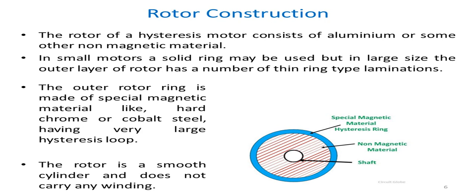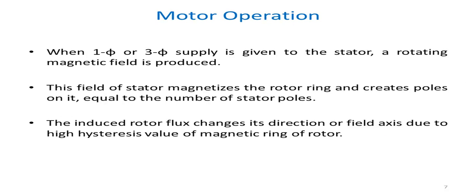So special magnetic material is used as the outer ring of the rotor, which is called the hysteresis ring. It is shown in blue color in this diagram. And the rotor is made of non-magnetic material like aluminium, which is shown as red hatching in this rotor, inside the hysteresis ring, and at the center there is the shaft.